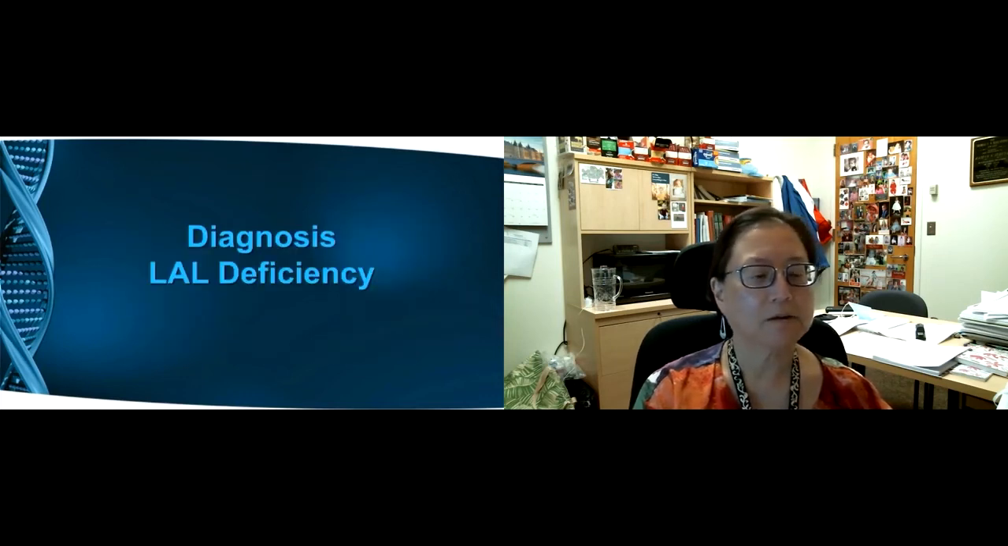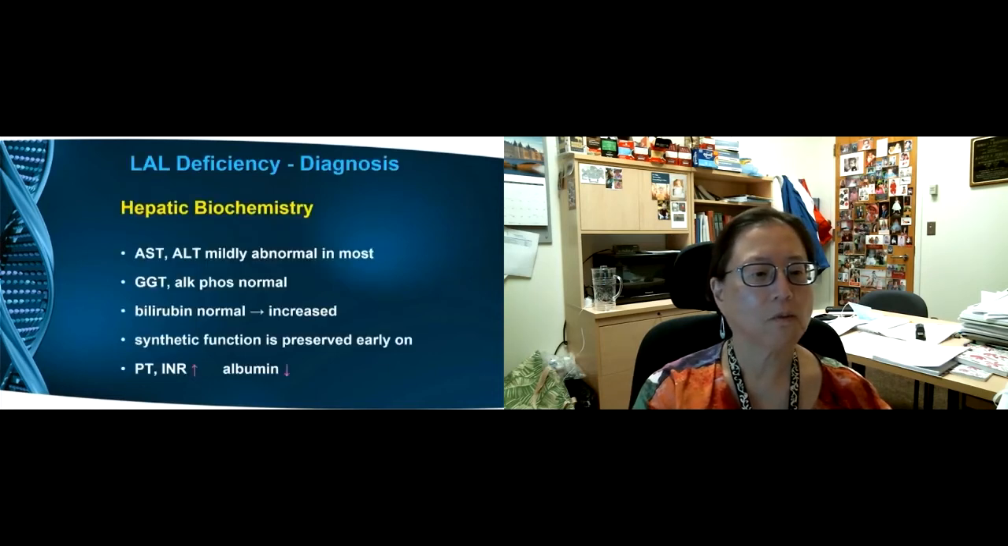How do you make a diagnosis of lysosomal acid lipase deficiency? Next slide. So when we want to think about the diagnosis, again, I think the key is if you have an AST and ALT that's mildly abnormal, that's typical for lysosomal acid lipase deficiency. The GGT and alk phos are usually normal. The bilirubins may be normal to increased depending on how well the liver is working at the time.